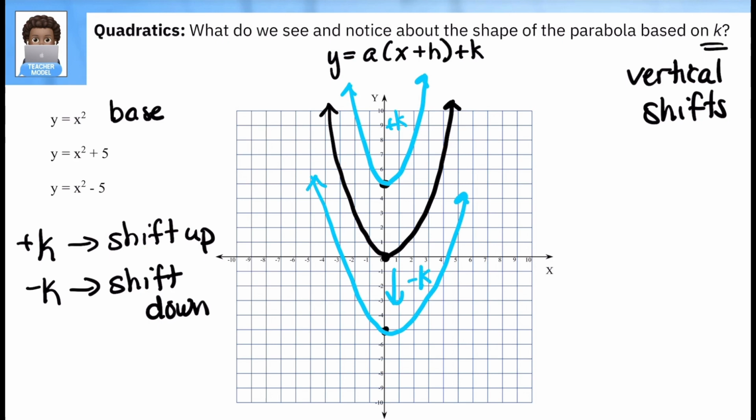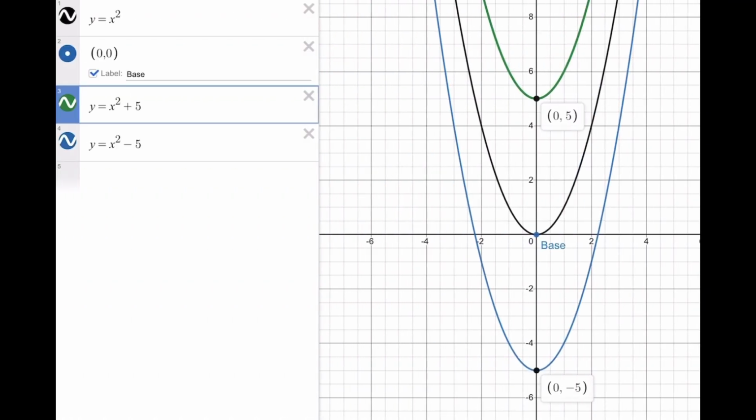Let's go onto Desmos and take a look at our graphs. All right, and there you can see it. Here are shifts from K, and it's just like we said, when we had plus K, that's our green parabola, we've shifted up, so our y is equal to 5, and when we had minus K, our parabola shifts down to -5. So our sketch is once again correct.